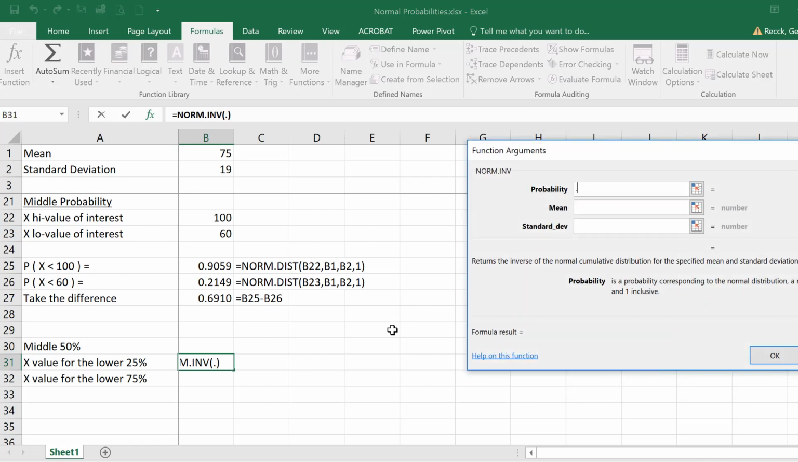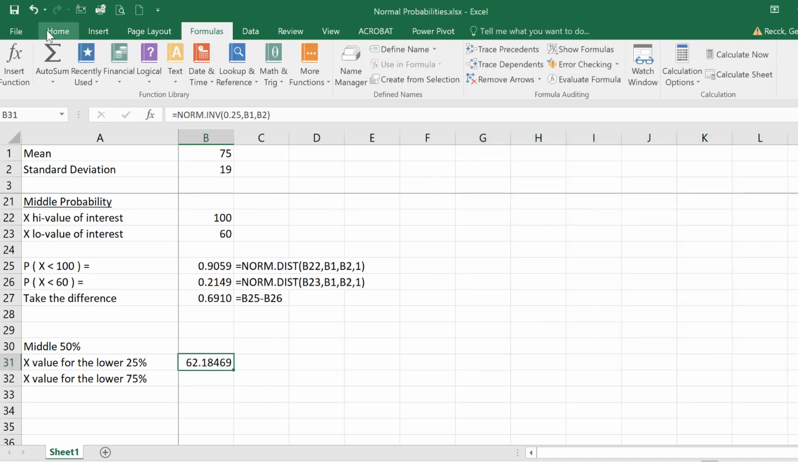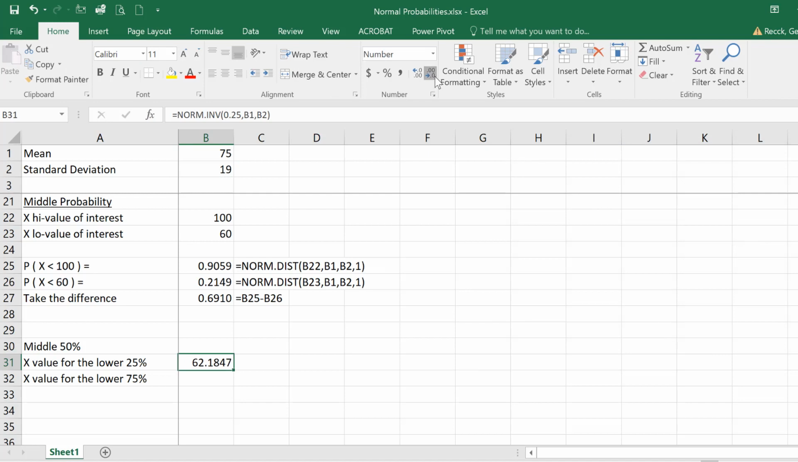The probability is going to be 0.25. The mean still stays at 75, and the standard deviation is 19. So we see that that's our value here. I'm going to make it 3 decimal places because you could read that as 62,185. I'll pop that formula into column C. And there's our lower value for the range that will contain the middle 50%.